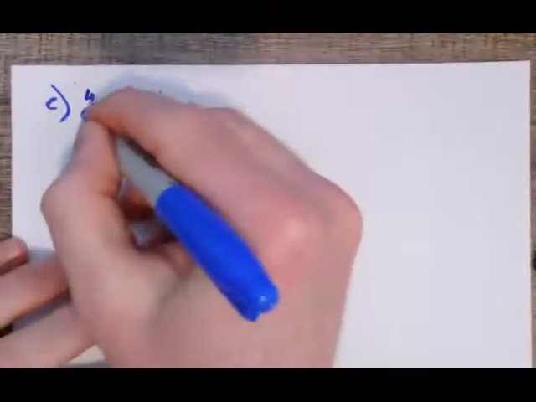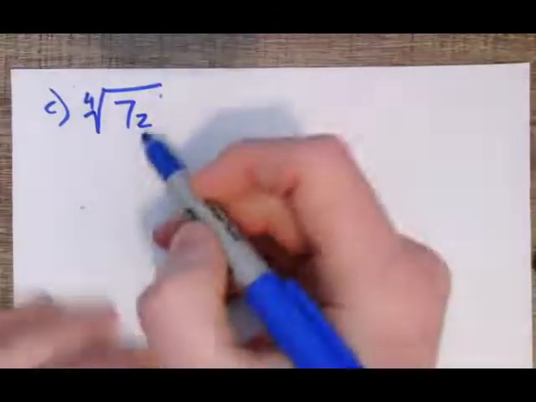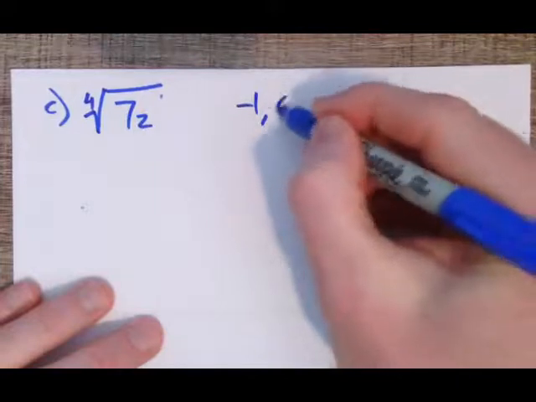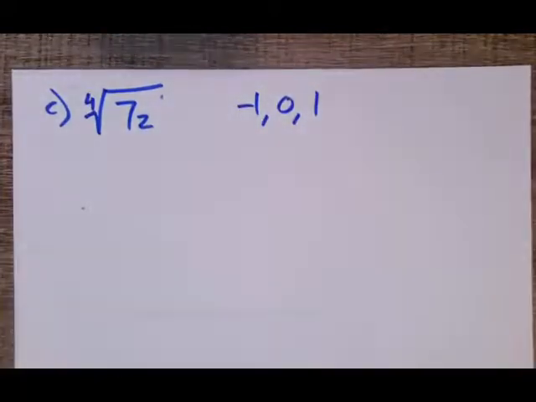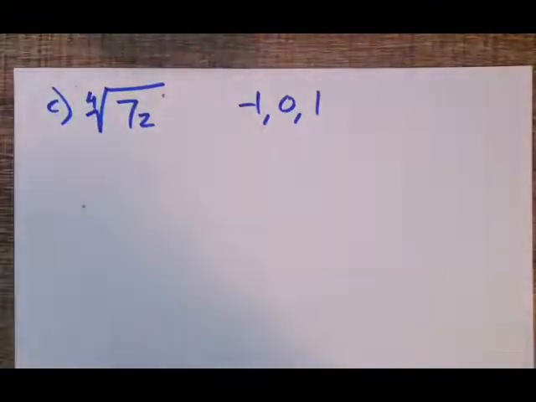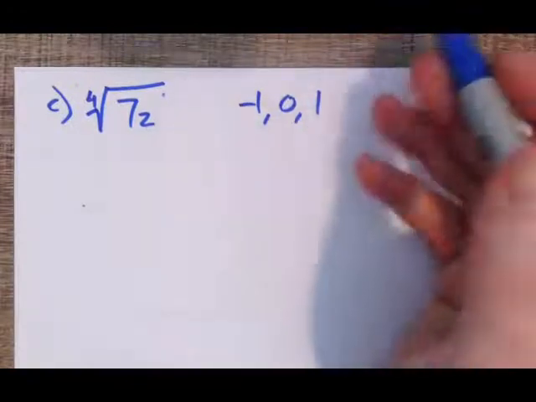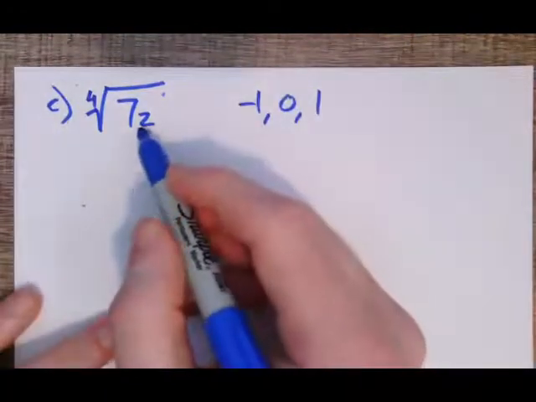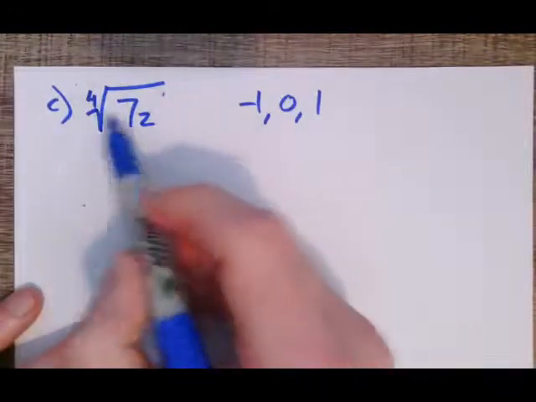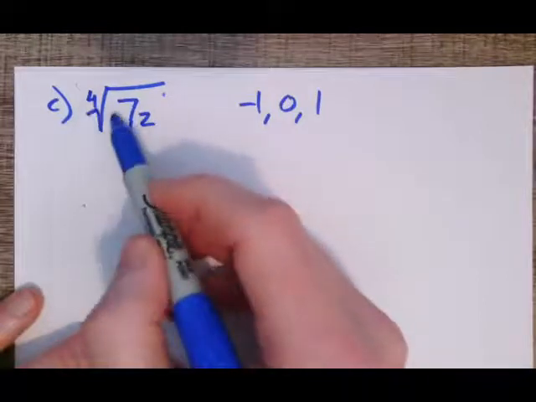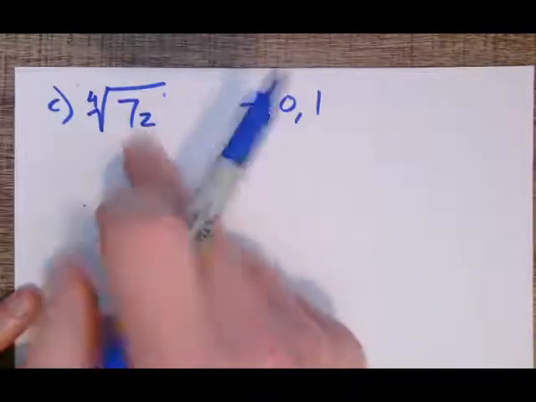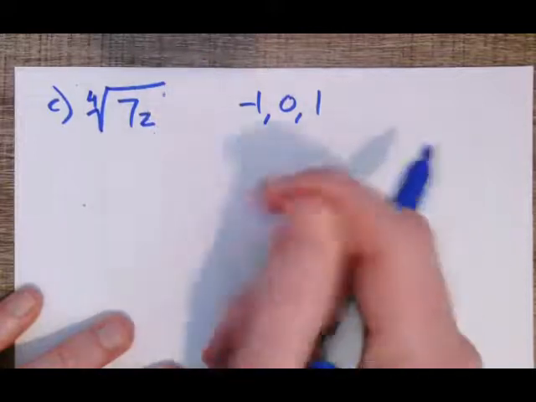The 4th root of 7z. First of all, what can z equal? We first need to find the values of the variable for which the radical is defined, kind of like the permissible values. There's nothing fancy going on here. We have an even root. We've got a positive sign. Z is not to any power, so it has to be positive.